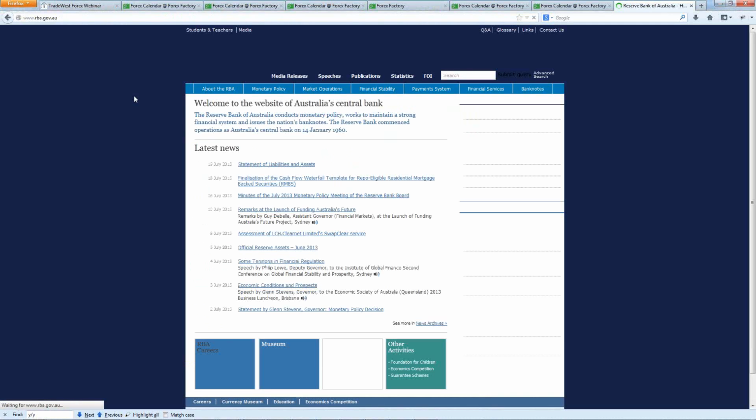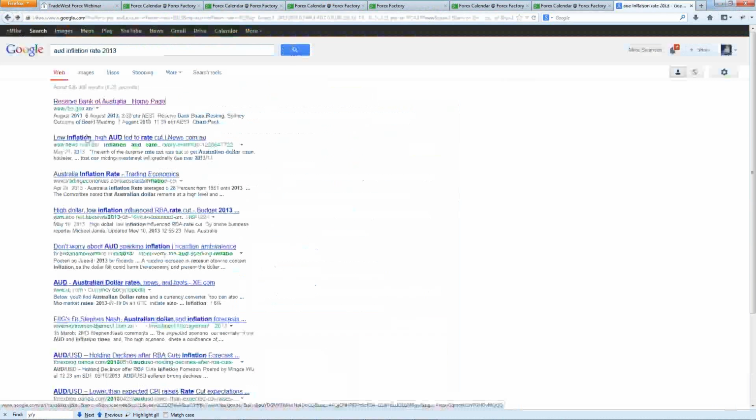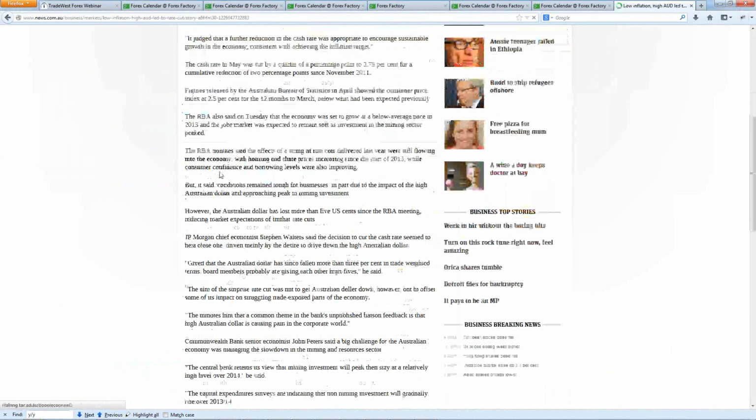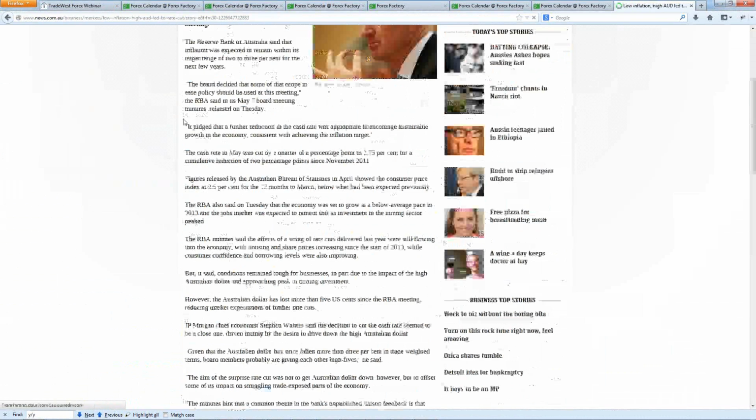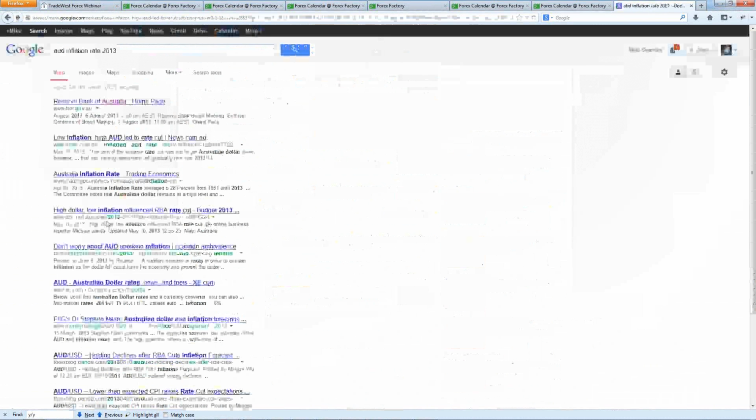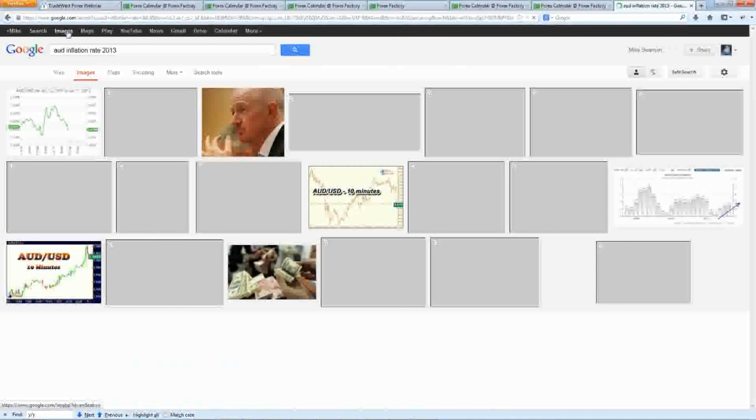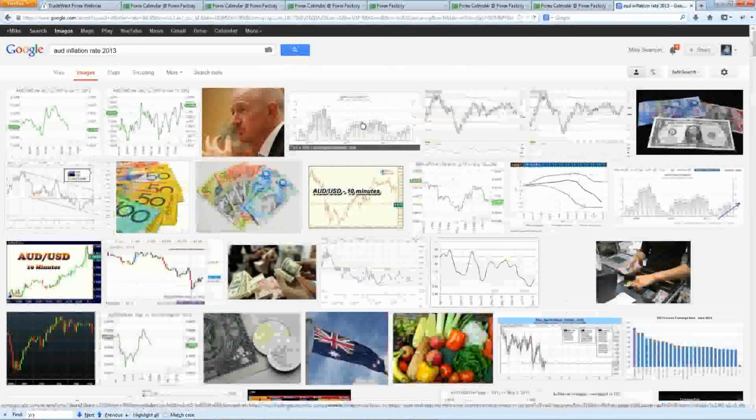So here is, let's see, that's probably not going to give us a graph. They can give you the numbers sometimes in these little posts, but I wanted to see if I could find a graph like we found for the dollar. Might be able to find it in images. There you go.